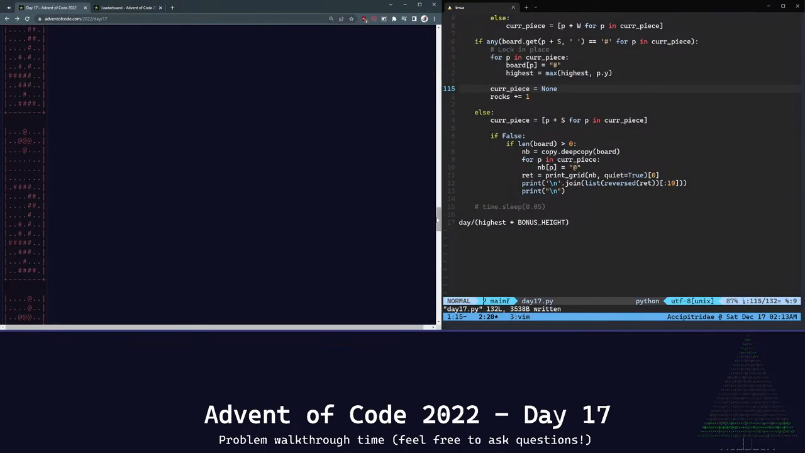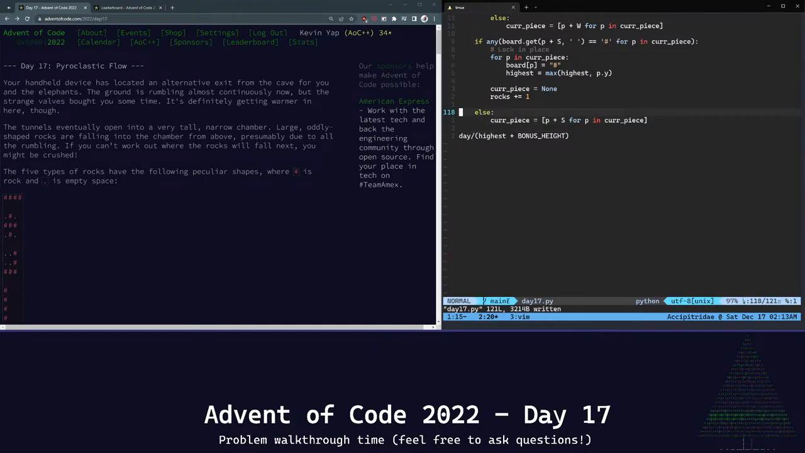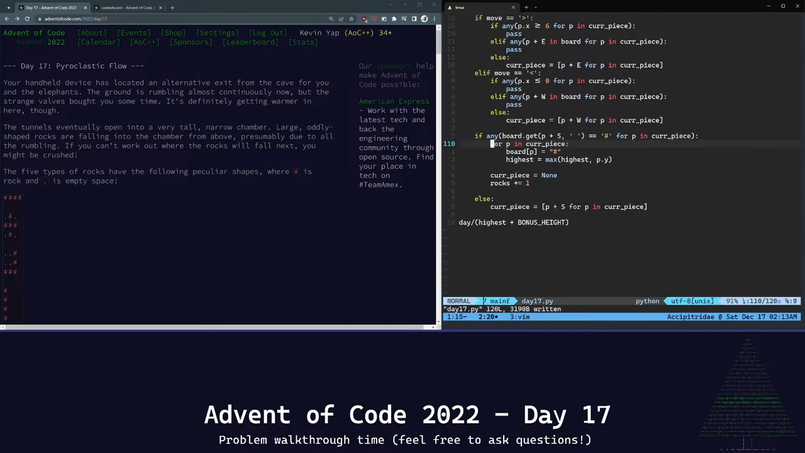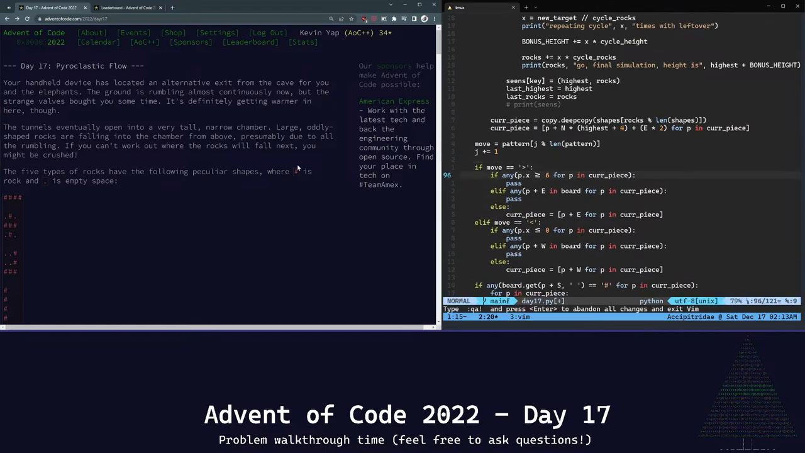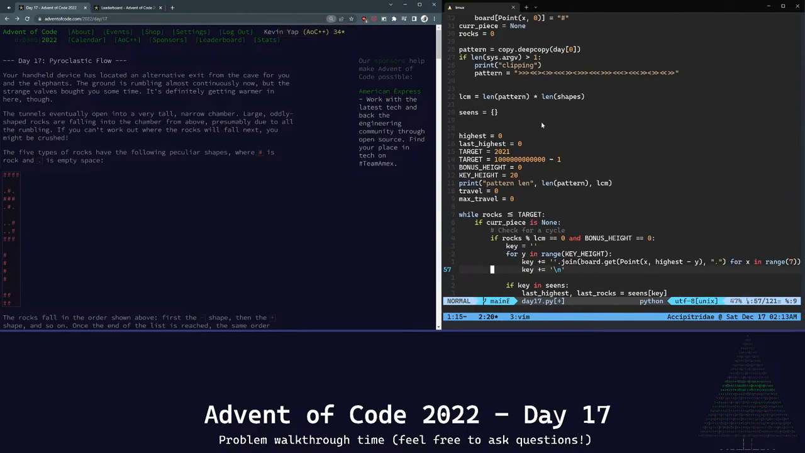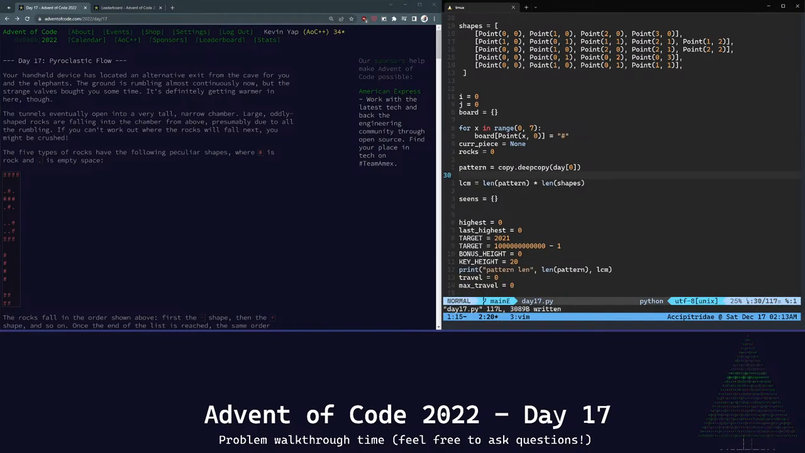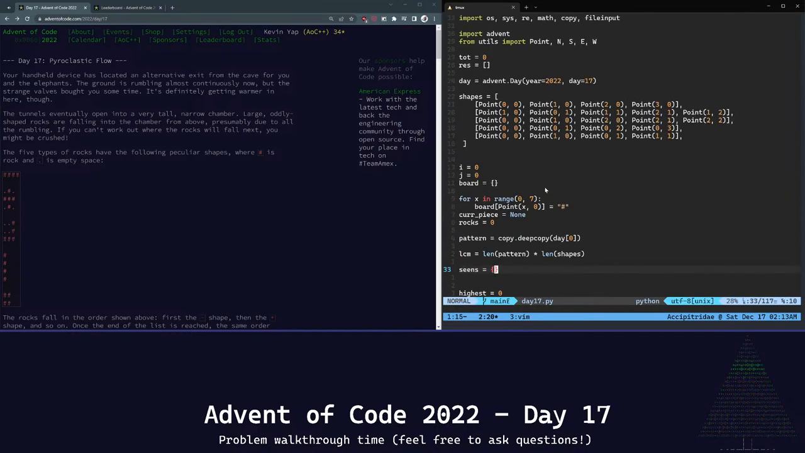And we can hop into going through this problem. Now, my code looks completely awful, so I'm going to be cleaning it up as we go. But we can talk through the general parts of the problem first, and then I'll explain a bit of what my code is doing. So, today, day 17, is called pyroclastic flow.